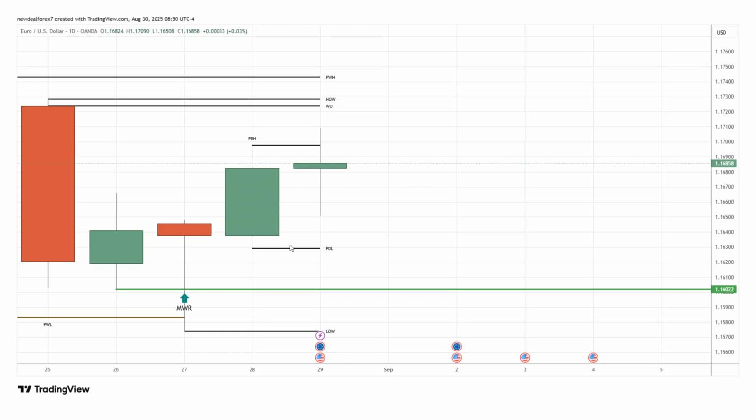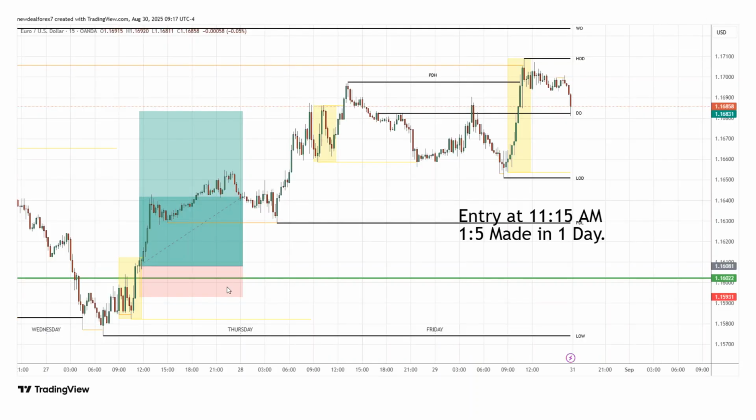So now let's take a look at our entry. This green line here was Tuesday's low of day. This line right here was the prior week low. So either one of these entries would have been fine. But just for the sake of continuity, we're going to pretend that the prior week didn't come into play here, and we just waited for Tuesday's low to get raided and then close above. So the entry would have been made at 1:15 a.m. and it did give a 1 to 5 risk to reward ratio. So that would have been good there.